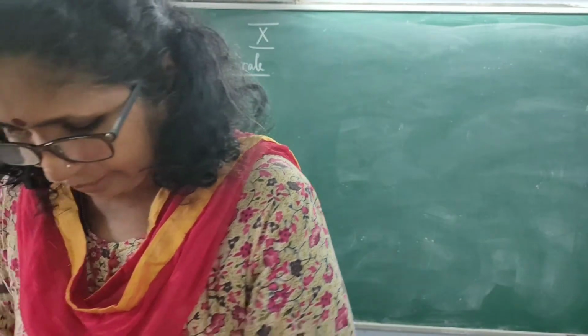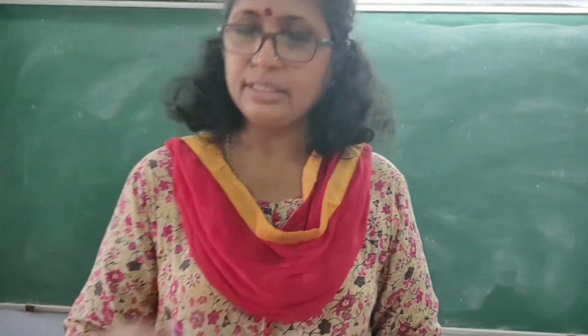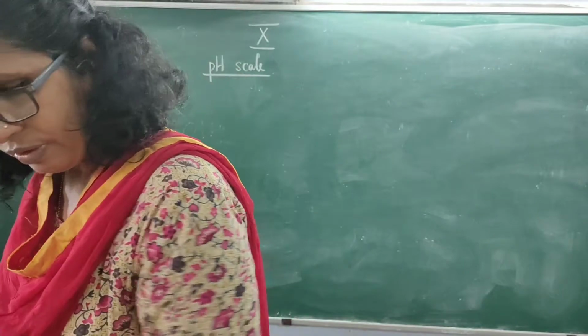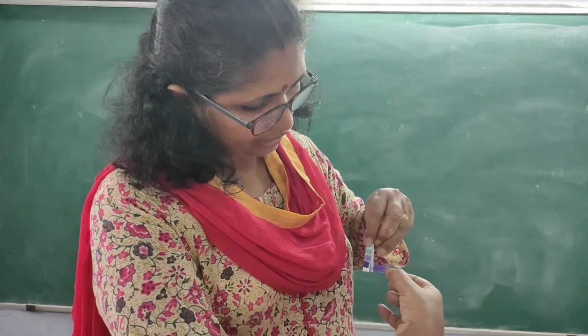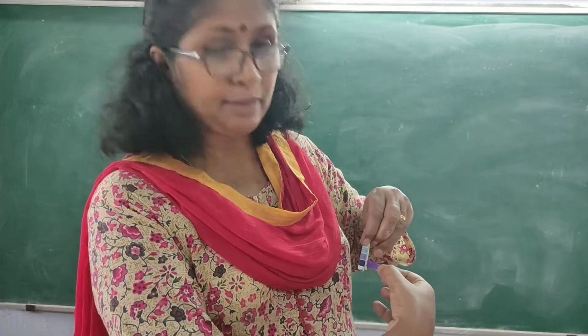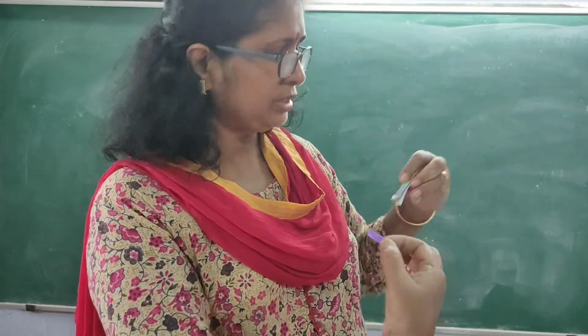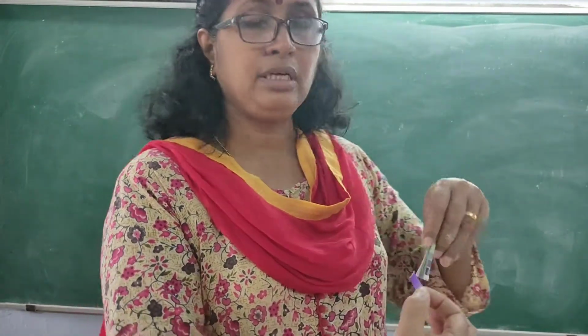Now we will take a base. This is sodium hydroxide. I am taking sodium hydroxide and see the color change. It is violet. Let's say the pH is 10. Actually it is pH 10.